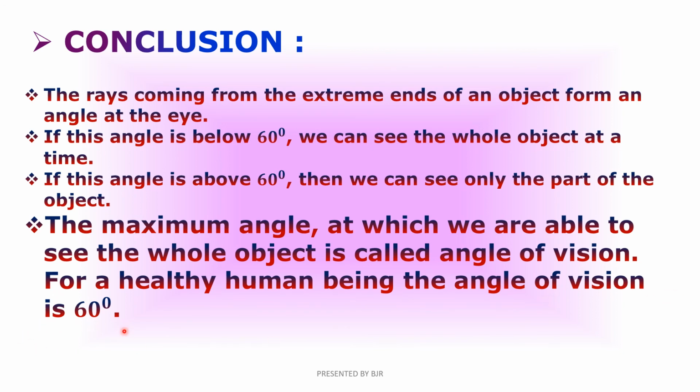So, from these two activities, we have come to know that the least distance of distinct vision for a normal eye is 25 centimeters, whereas the angle of vision for a healthy human being is 60 degrees.